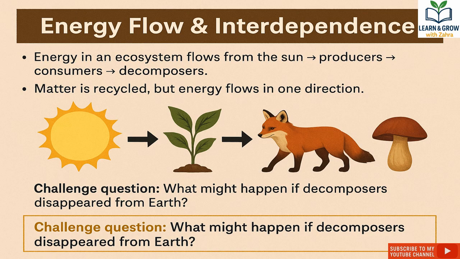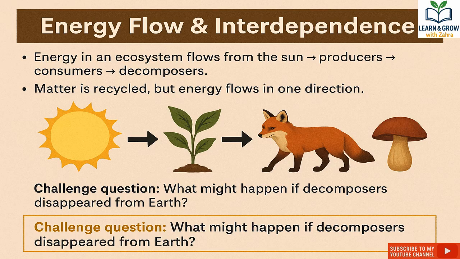Okay, quick brain teaser for you. What do you think would happen if, poof, all the decomposers on Earth suddenly vanished? Oh, wow. Dead stuff would just pile up everywhere. And plants wouldn't get nutrients. That sounds bad. It would be catastrophic, exactly.